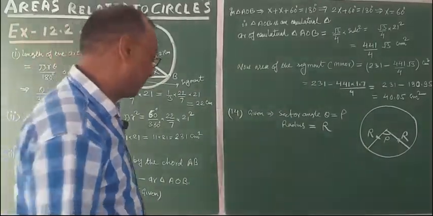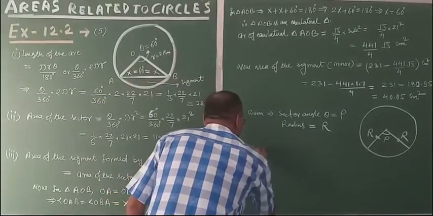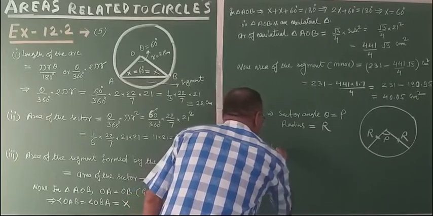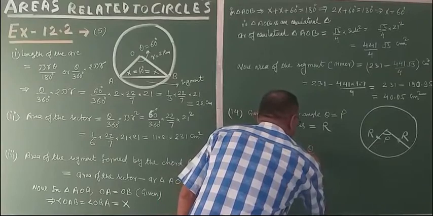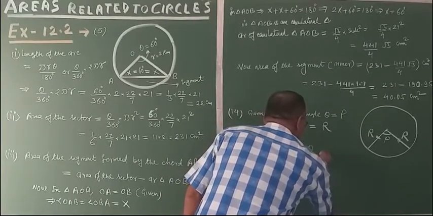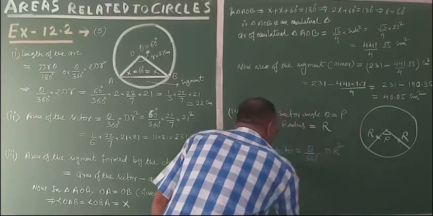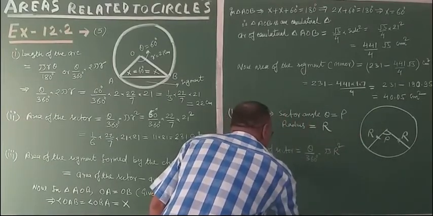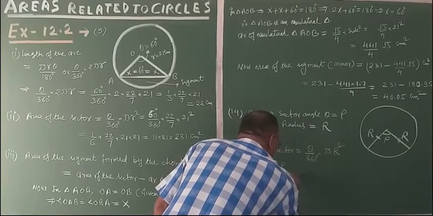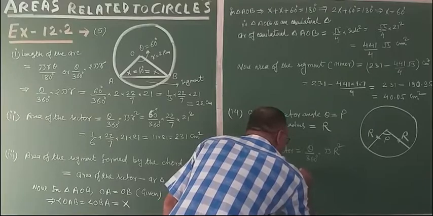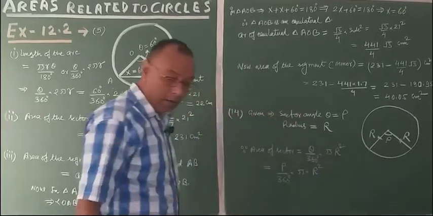Okay, so now since area of sector is theta upon 360 into pi r square. Radius is there. Theta is given how much? P. P upon 360 into pi into r square. Okay. And we have to choose the formula.